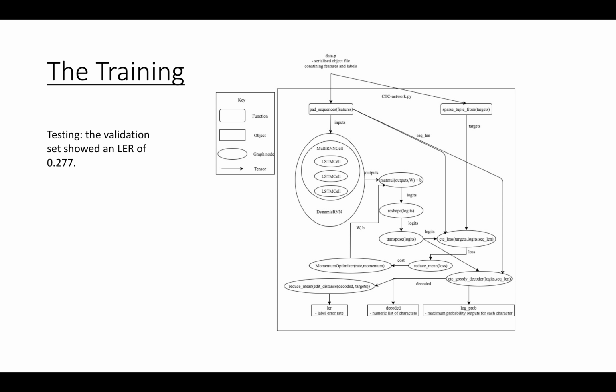At the end of training, the remaining 5%, the validation set, is passed through, and the label error rate for this is printed. This was 0.277 for our first train.